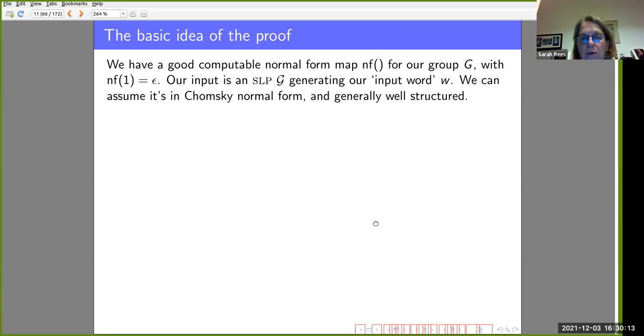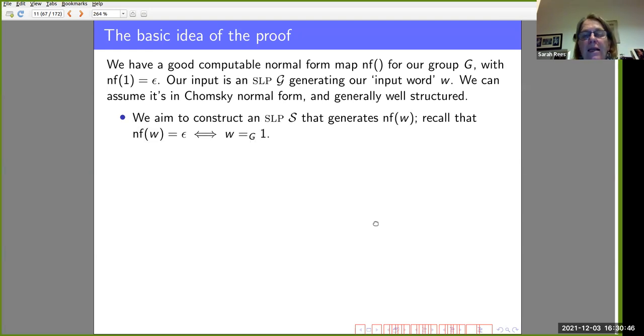So we're starting with a straight line program that generates a word W. We can assume that this straight line program is quite well behaved. We'll assume it's in Chomsky normal form and generally has good properties. But the point is, if you have a straight line program that doesn't have all these good properties, in polynomial time you can convert it into one that does. So you can assume to start with that it has good properties. That's our input, a straight line program that generates W.